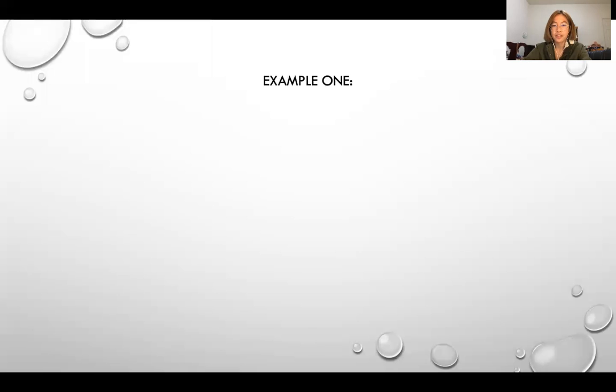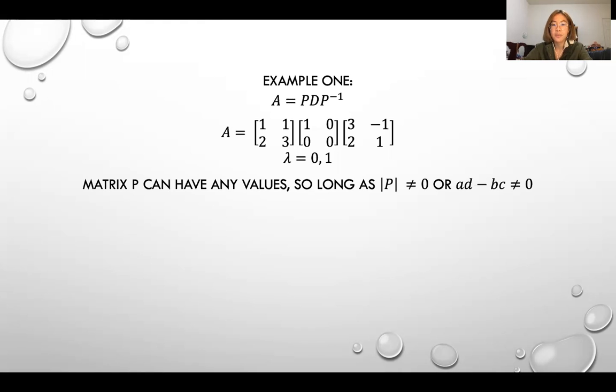So in my first example, I set the diagonal matrix D to have 0 and 1 in its diagonal. And for the matrix P, I set the values to essentially be anything as long as the determinant, or ad minus bc, was not equal to 0, because that would make the matrix P non-invertible, which is what we don't want. Since D is a 2x2 triangular matrix, the eigenvalues of A are the entries on matrix D's diagonal, which are 0 and 1 respectively.